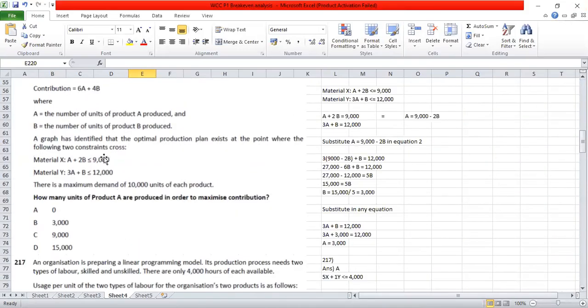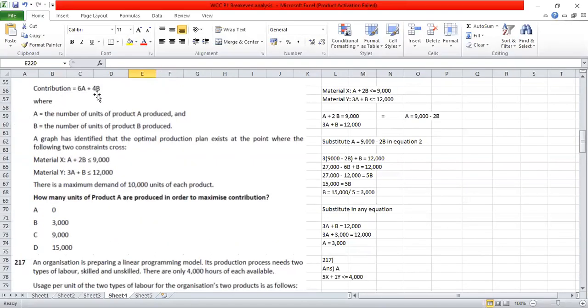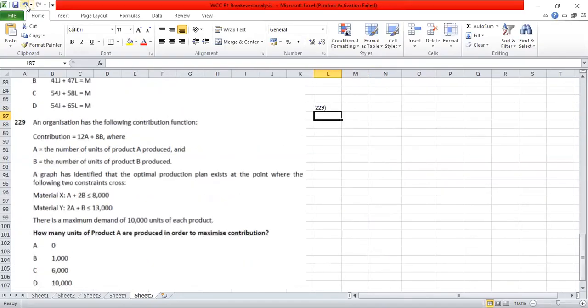This one, isn't it? Contribution is 6A plus 4B. The details are different. Contribution is 12A plus 8B here, while there the contribution is 6A plus 4B. The rest of it is the same. Just equate them, eliminate one unknown variable, and then substitute that in the equation to find the answer. Because we are short of time, I will not do 229 here, as we've done a similar question.